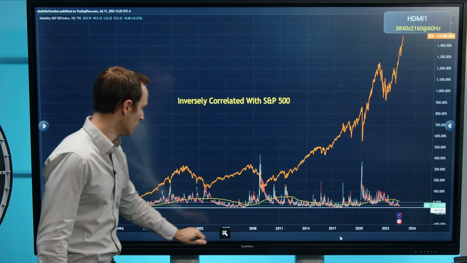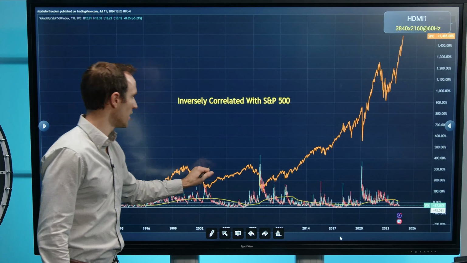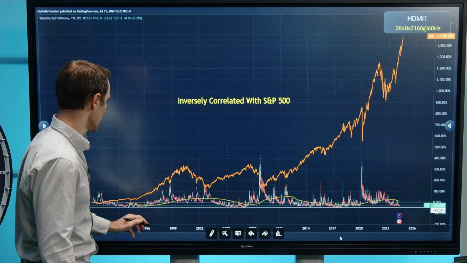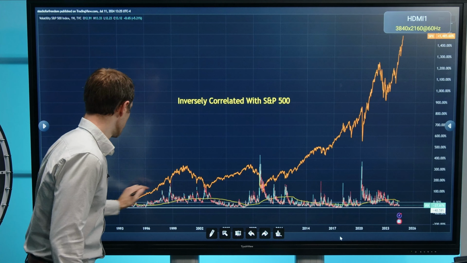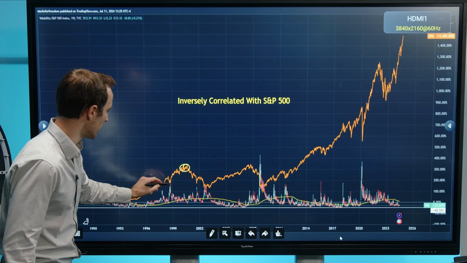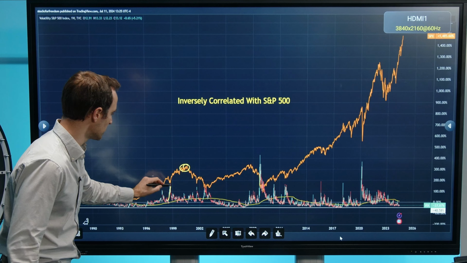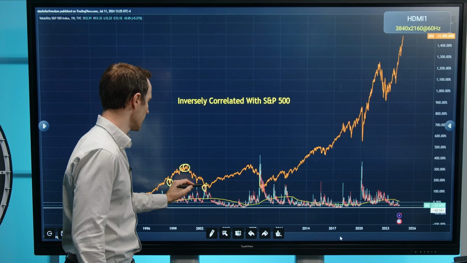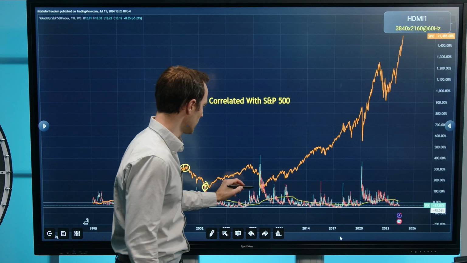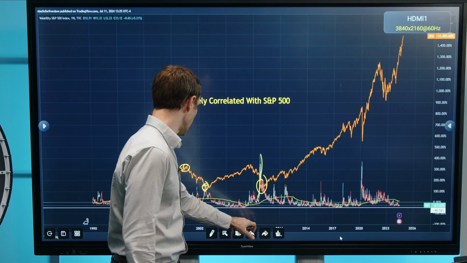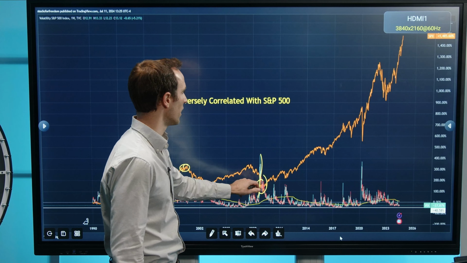All right, so we talked about how the S&P is inversely correlated with the VIX. This is a chart. This orange line is the SPX, all right? And you can see when the VIX spikes, here's the downturn in the markets. The VIX spikes, here's your downturn in the markets. This is probably the Great Recession right here, okay?